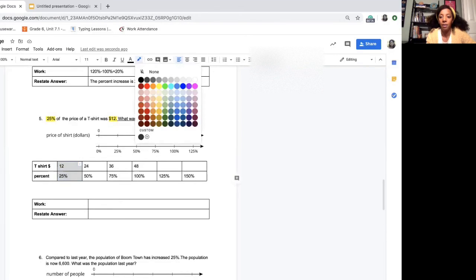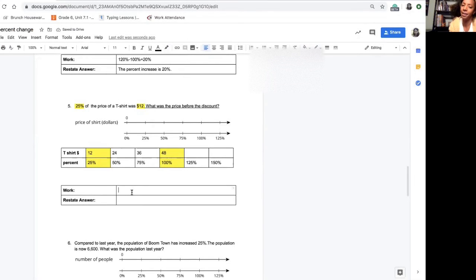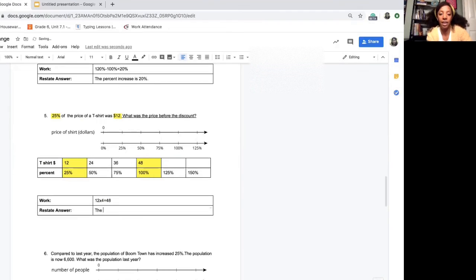I could keep going if I wanted, but basically if I had 25% of my original price, the original price was $48 before the discount. The work that I did for this one, I guess you just did 12 times 1/4 or 12 times 4, and that gave us 48. The price before the discount was $48.